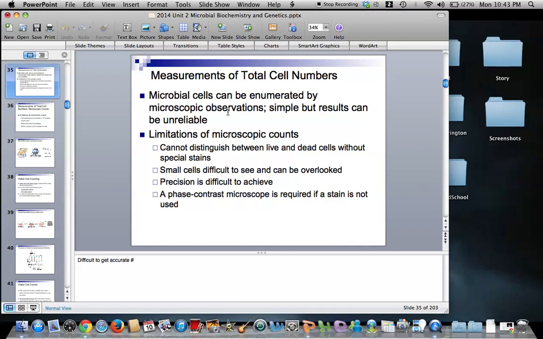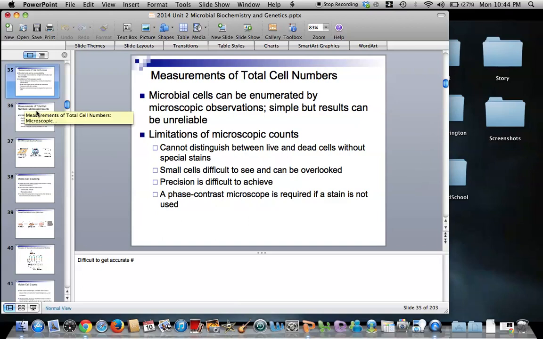So cannot distinguish between live and dead. A phase contrast microscope is needed if there's no stain to use. Precision is difficult to achieve. And then S, so CAPS. Small cells difficult to see and be overlooked. Alright, again, since I didn't get it. CAPS: cannot distinguish between live and dead. The A is a phase contrast microscope is needed if no stain is used. P, precision can be difficult to achieve, and then S is small cells are difficult to see and can be overlooked. Alright, so CAPS. Cells that are alive and dead can be difficult to distinguish. Phase microscope is needed if there is no stain. Precision can be difficult to achieve, and small cells can be overlooked.